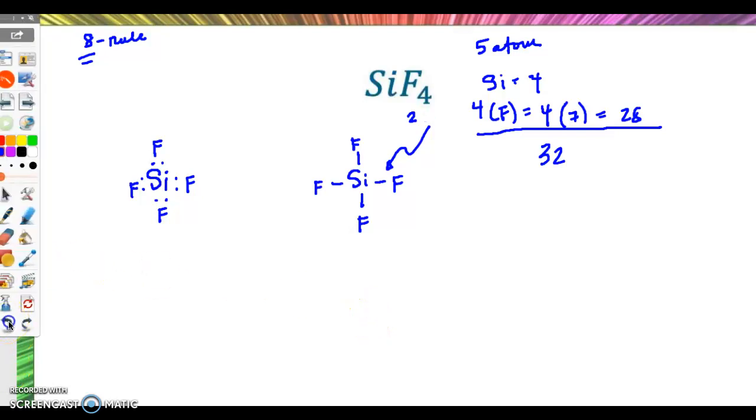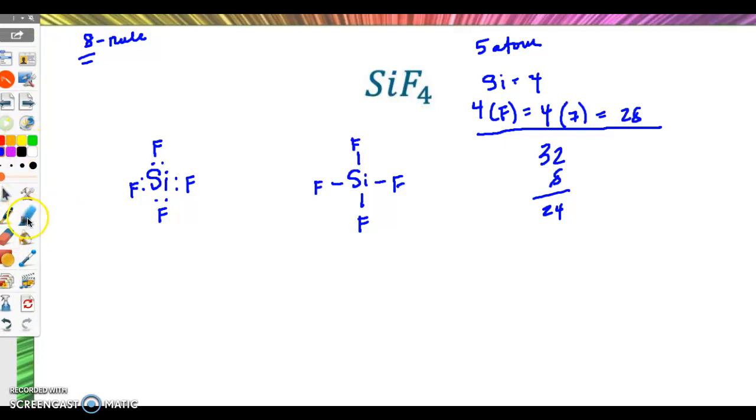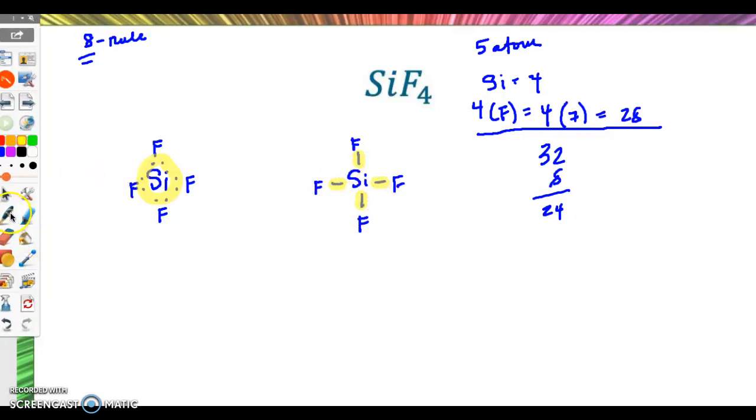All right, I'm going to erase this. So I have placed 8 valence electrons. There are 8 around silicon in both of these models. So 32 minus 8 gets us to 24. Now, I've got 24 more to place. Right now, silicon is filled. It's got the 8 electrons it wants. But if you look at each fluorine, it only has 2. So each of them needs some more.